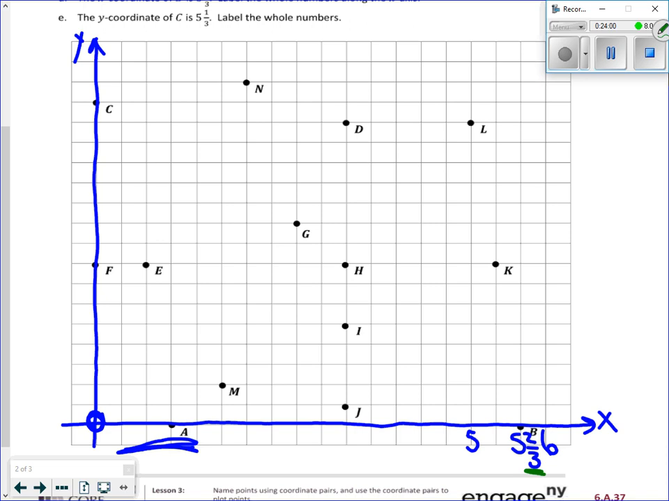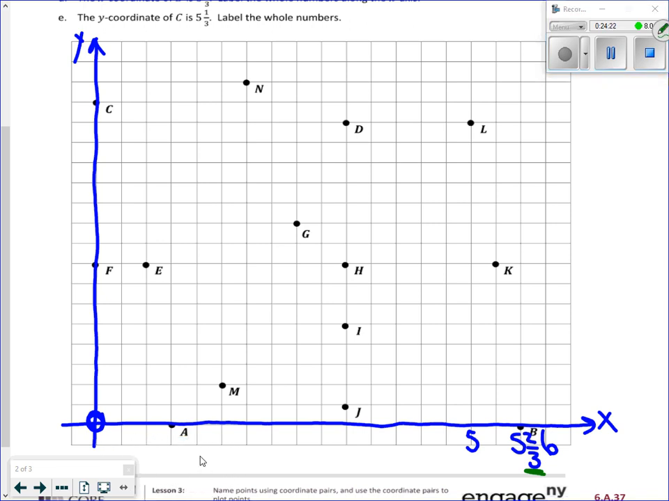If you want to label every single one, if you want to go like, okay, I know they're thirds, you can do 1/3, 2/3, 3/3 is 1. If you want to do that, fine. Some of you don't want to. I don't care. Do whatever you want to do.